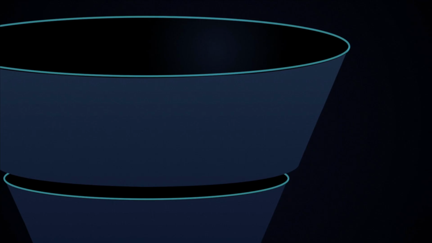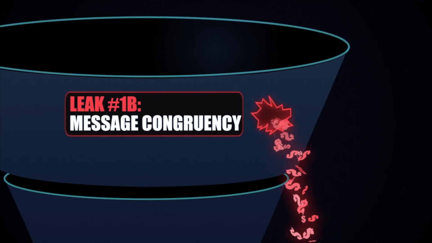The second major problem here is leak 1B, the message congruency. Let's say you are running an ad that specifically features a blue winter jacket with a text overlay that mentions 50% off winter gear. But you have placed a link in this ad that redirects them to your homepage that maybe features a yellow t-shirt.